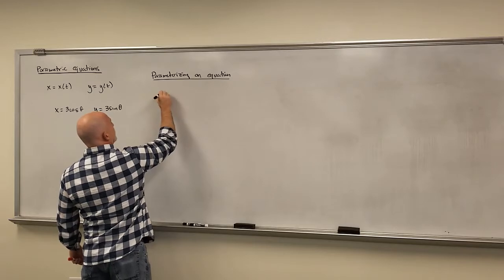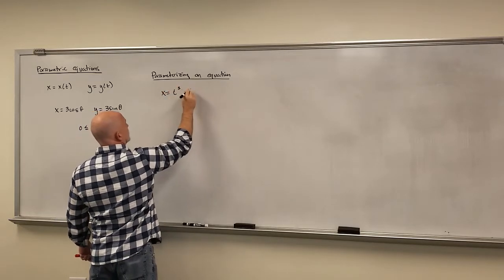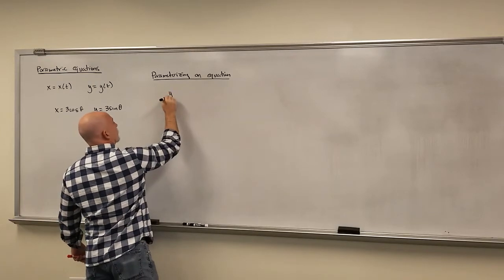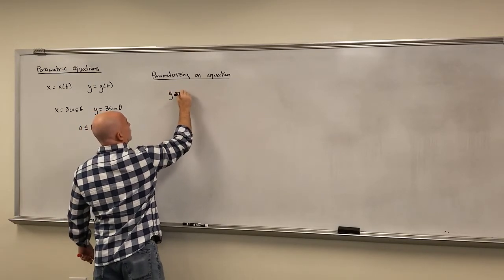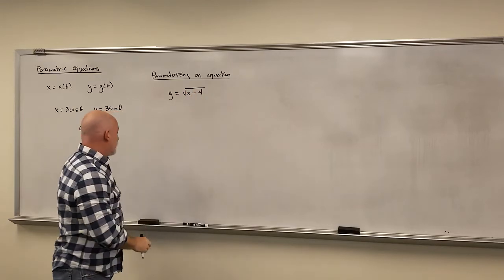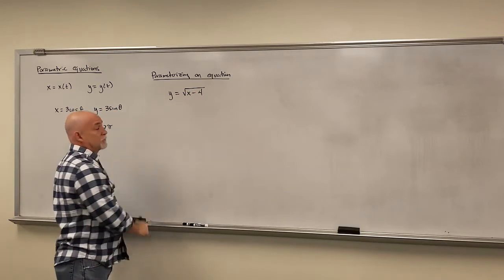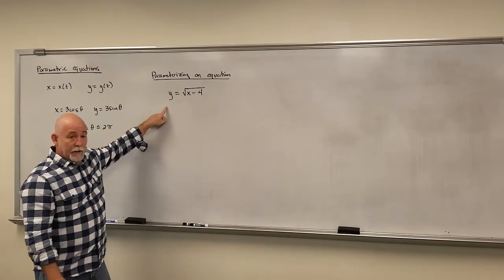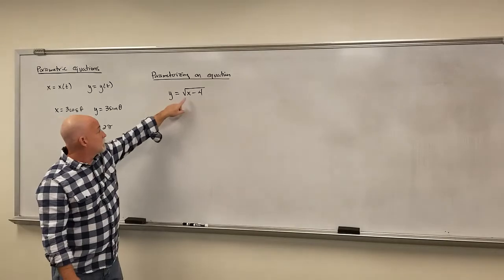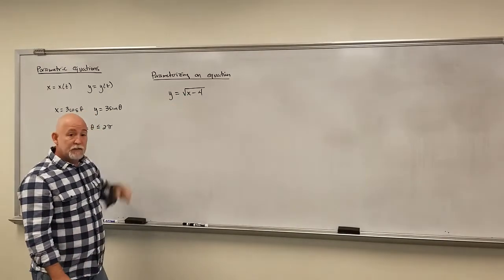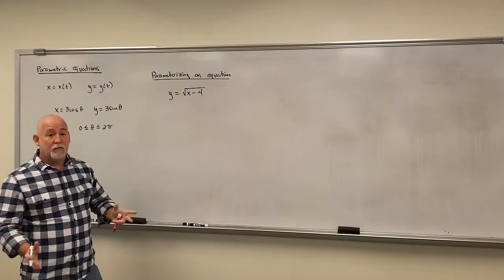Let's say, I'm sorry, we're going the other way, where we're parameterizing. Let's say y is equal to the square root of x minus 4. So this is just a rectangular equation. How do we do this? Well, if it's already solved for one letter, so here we have it solved for y, we're assuming x is the independent variable, y is the dependent variable. This is the best case scenario.